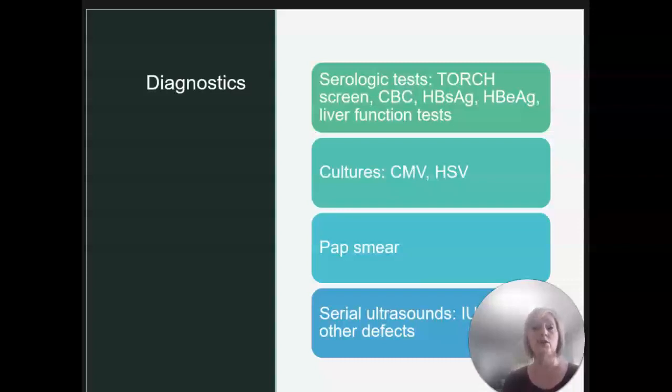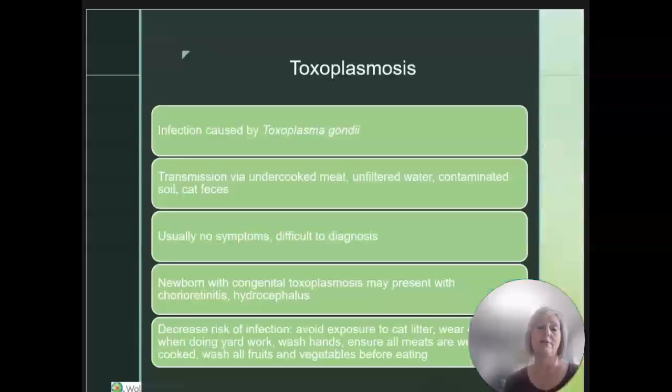The cultures will show if there's herpes simplex virus and cytomegalic virus. Now, eventually, if they are diagnosed with something like this, there will be a lot of ultrasounds because they're going to be checking to see if that baby is growing appropriately like it needs to be and what deficits they are going to have. Sometimes we can see those defects on ultrasound, so they'll be watching for all that. So the first one is T, toxoplasmosis. It is caused by Toxoplasma gondii.